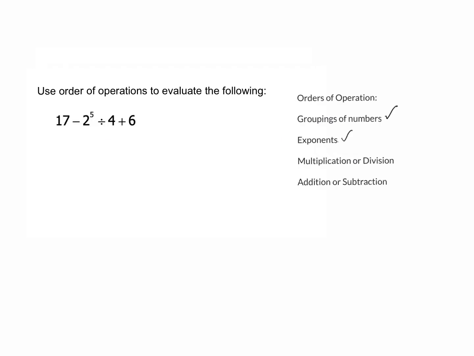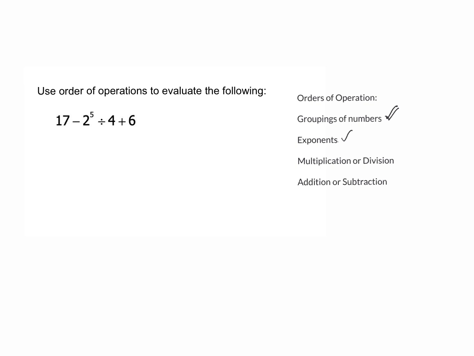All right, so here we're going to use order of operations to evaluate the following. So we have 17 minus 2 to the 5th divided by 4 plus 6. So we're going to go through our order of operations I have here. So first we go over groupings of numbers. There's no parentheses here, and there's really no symbols that symbolize groups. So we know that we're all good here.